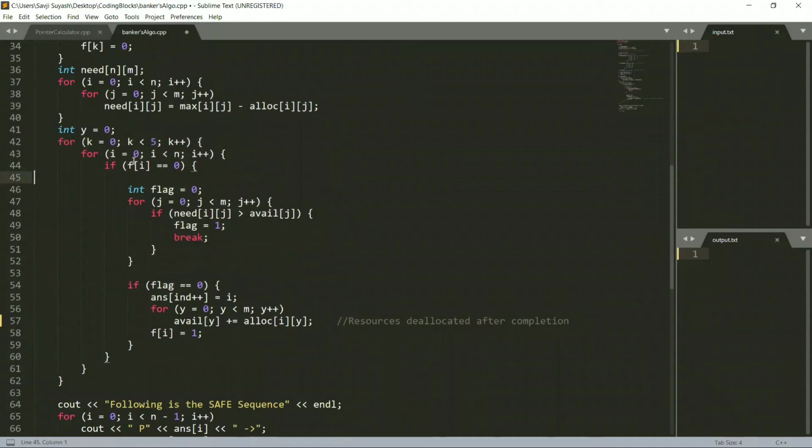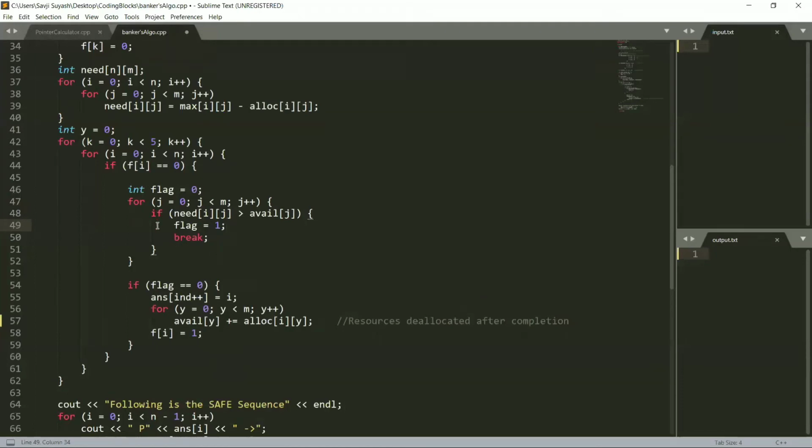For the ith process, here i represents the process number. If f of i equals 0, that means the process is yet to be executed, we will set the flag to 0 initially. Then we check each resource. If need of A or need of B or need of C is greater than available, that means if we have 5 A's and the process needs 6 A's, the flag will be set to 1. That is, we can't provide its complete needs, and we will break.